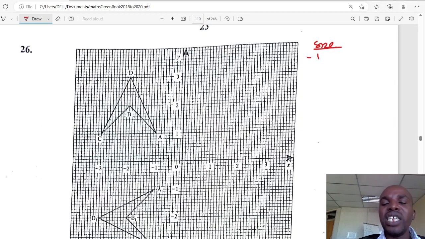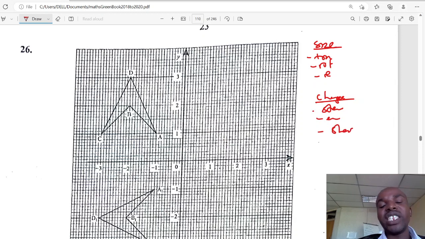If size is the same, it's either translation or rotation or reflection. If size is the same. But if size has changed, then it's either a stretch, or enlargement, or shear. Right, that's where the size can change. But in this case, is size still the same or changed? It's still the same. Then we look at the direction now. Direction changed or not? If direction is still the same, then it's a translation. Because translation, size remains the same, direction remains the same.